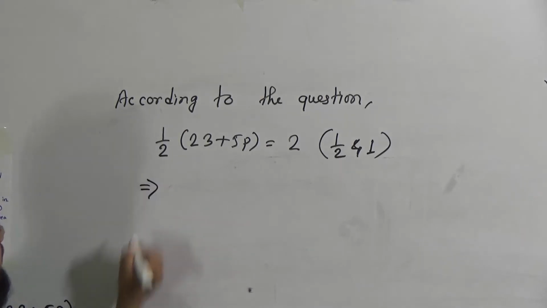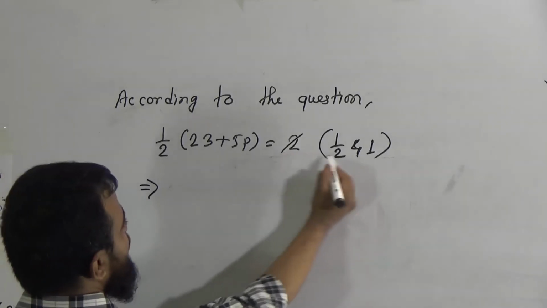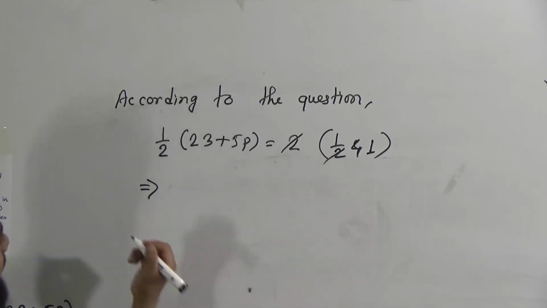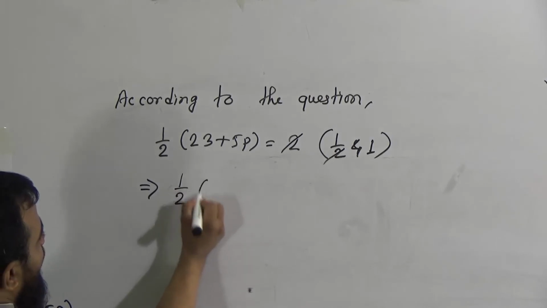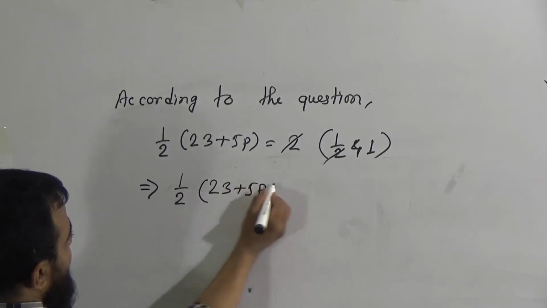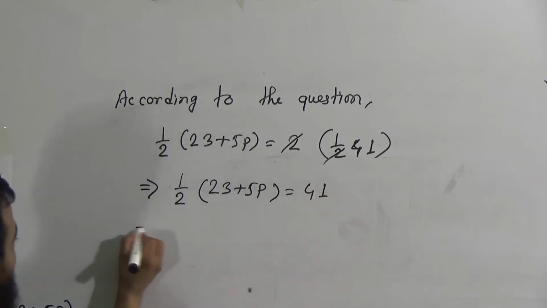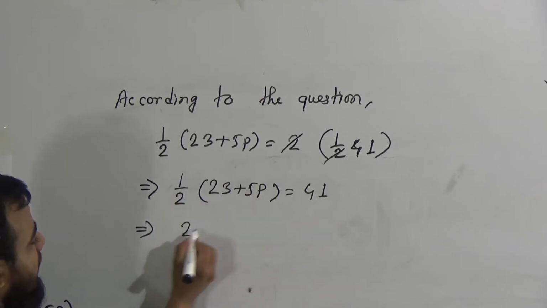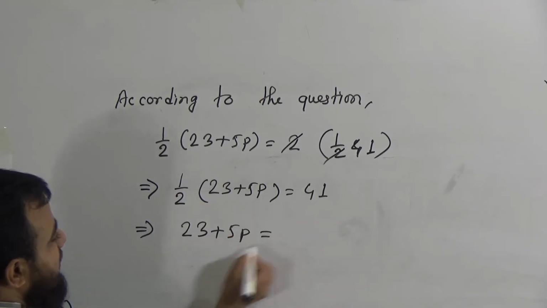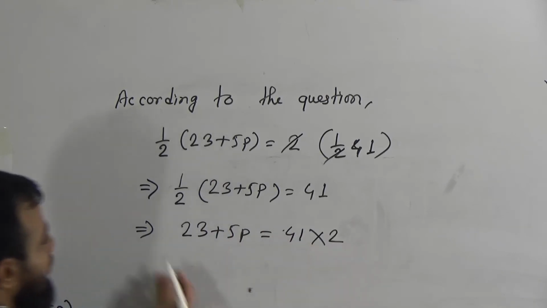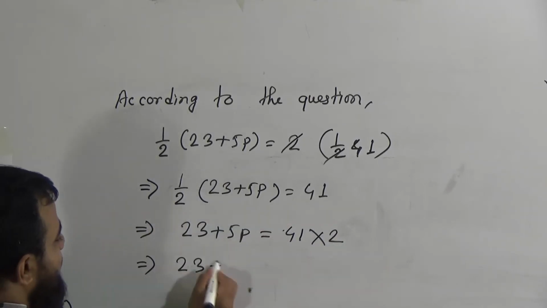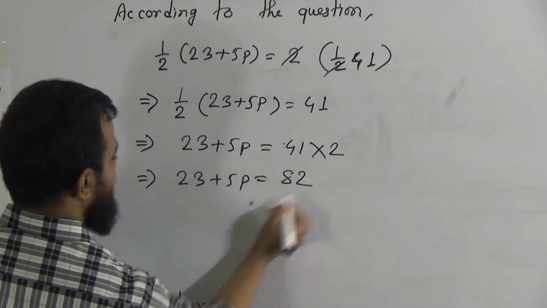Now from this equation we can find out easily the value of p. This 2 will be cut down because this is our denominator and this is our numerator. Now we will have half of 23 plus 5p equal to 41. That implies that we can transfer this half into the right side. So we get 23 plus 5p equal to 41 multiplied by 2, because this 2 was our denominator, it will become numerator. Now it's 23 plus 5p equal to 82.